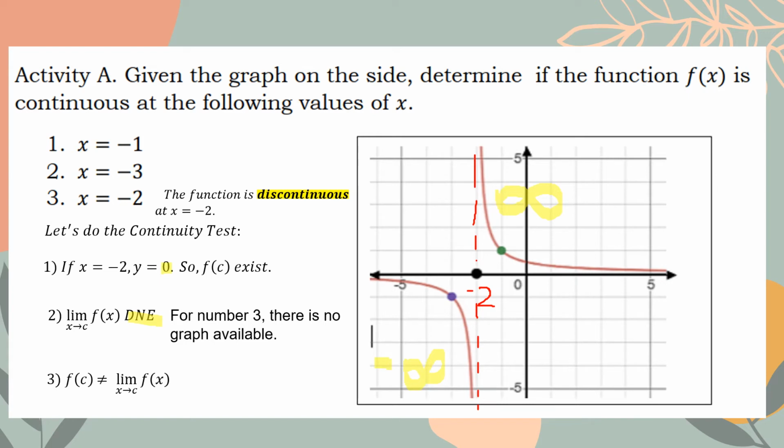Okay? It's also clear in the graph at x equals negative 2. The graph is cut off. This is an asymptote, meaning, as answered already, it is discontinuous. And how are you going to prove that? Use the continuity test. Okay?